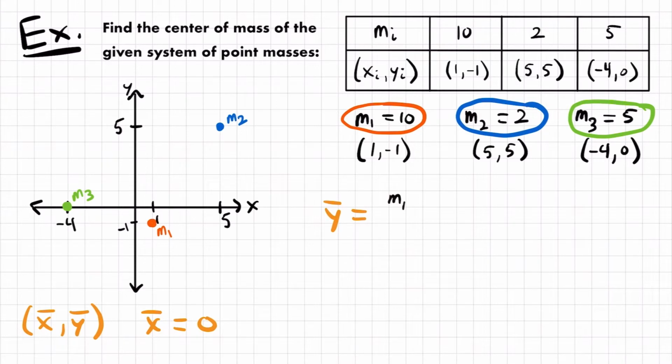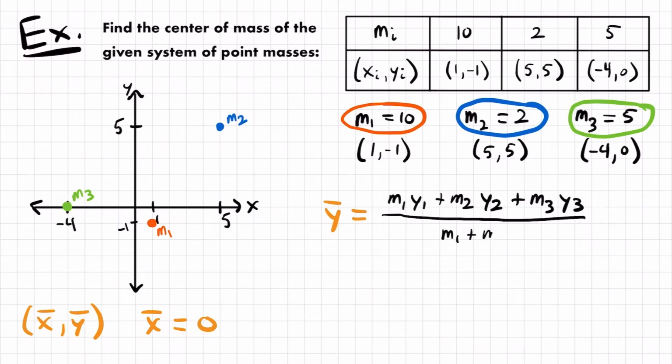We'll have m sub 1 times y sub 1 plus m sub 2 times y sub 2 plus m sub 3 times y sub 3. And that will be divided by the total mass of the system, which is m sub 1 plus m sub 2 plus m sub 3. Okay, and so let's plug in all these values.